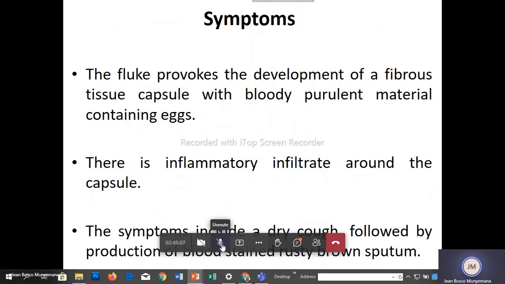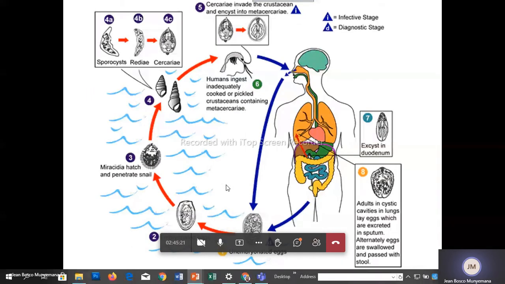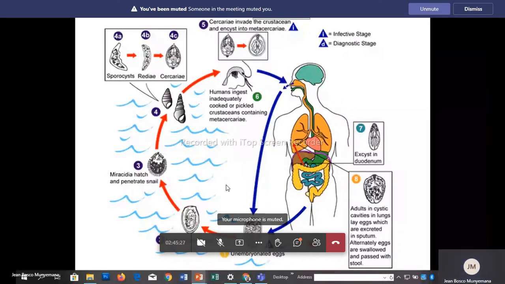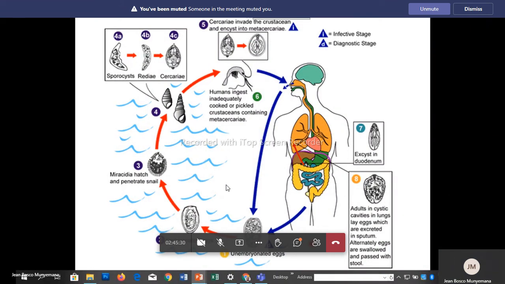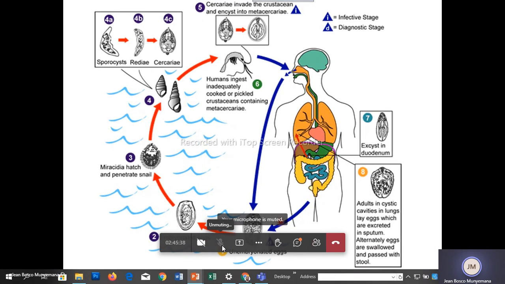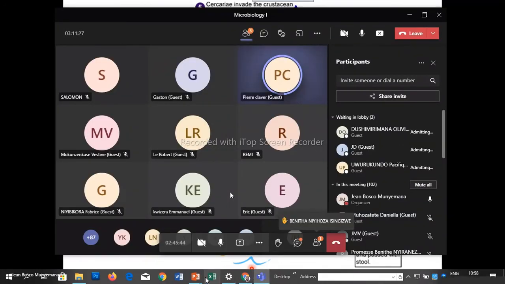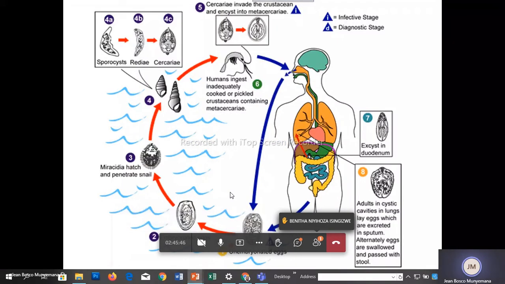What happens for an unembryonated egg to become embryonated? Which condition makes it embryonated? What is the problem? What happened?